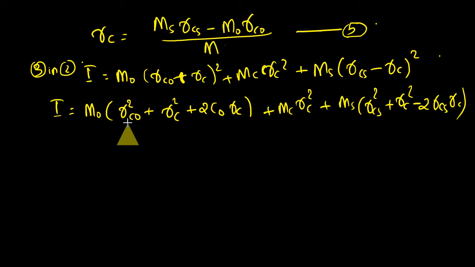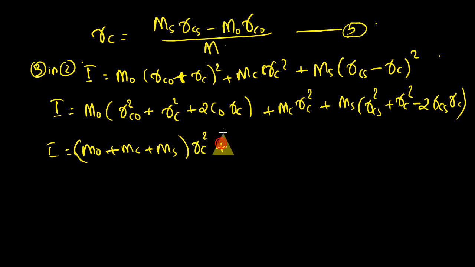Now what we can do is, we have some terms with RC square. We have MO RC square here, MC RC square here, and MS RC square. So we pick all the RC square terms together. We have RC square as a common factor, then we have MO plus MC plus MS. So I is equal to MO plus MC plus MS, and there is a common factor for these, that is RC square.